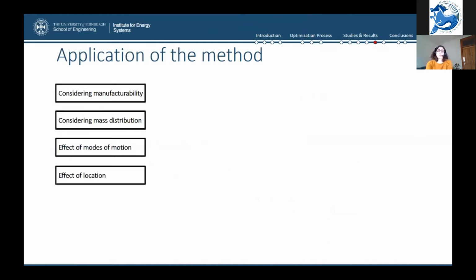So after I had looked at the most suitable methods for each of the main steps of the geometry optimization process, I then went on to try to expand the method a little bit farther to look at the other factors that have an effect on the levelized cost of energy, and also to apply it to different cases. So the first thing I wanted to show you was the consideration of manufacturability. So I tried to expand the method to consider manufacturability in different ways.